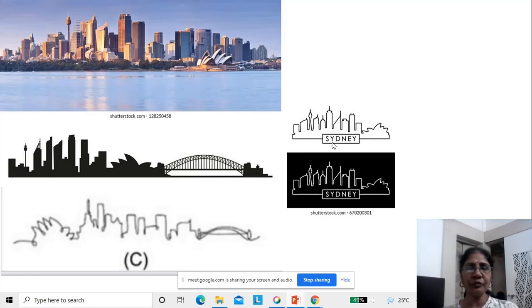From a tourism point of view, this skyline along with the name of the city also forms an important frame in the tourism department of the particular city. So sometimes black against white, and sometimes white against black, like that. This kind of frames could be seen.